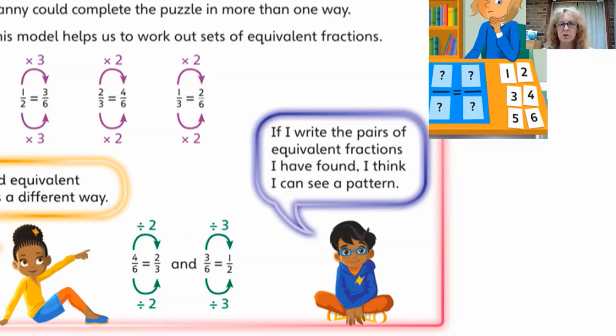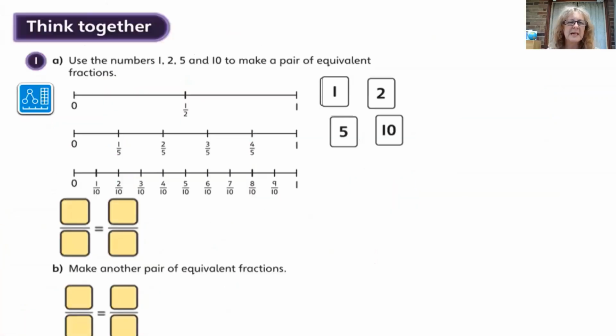But if you are not sure with your multiplications and you forget, use that fraction line or a number line to help you. Let's look, thinking together now. We've actually got our fraction line, and the numbers 1, 2, 5 and 10. And there are my numbers. Can we see them? 1, 2, 5 and 10, all waiting to be used. Now we've got to find a pair of equal fractions. Equivalent fractions have got to equal the same amount. So that's my equal sign to remind me.